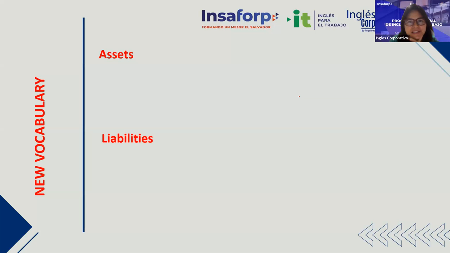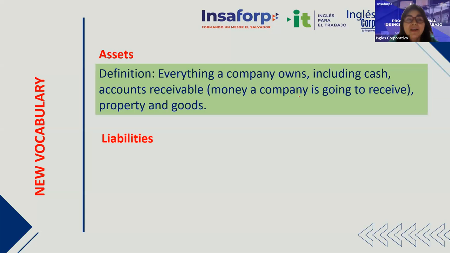What's the meaning of asset? Es todo lo que tiene, teacher, todo lo que posee, los activos. Okay. Yes, everything a company owns, very good, including cash. Yeah. Amounts receivable can be money a company is going to receive, all the properties and goods, right? So all those things are assets. Everything the company has, right, or owns. What are liabilities?